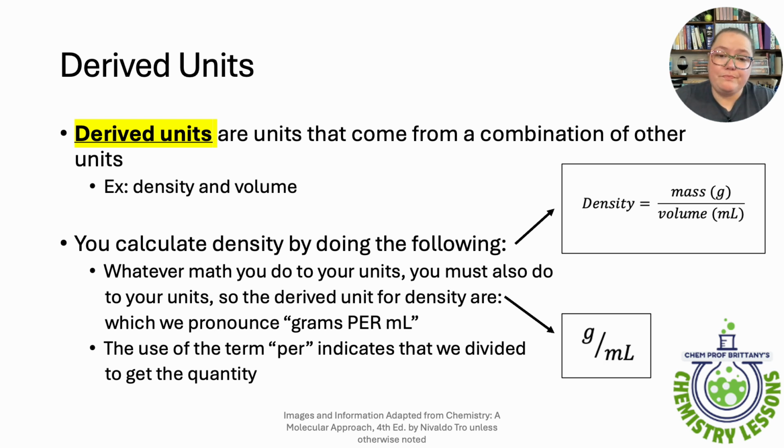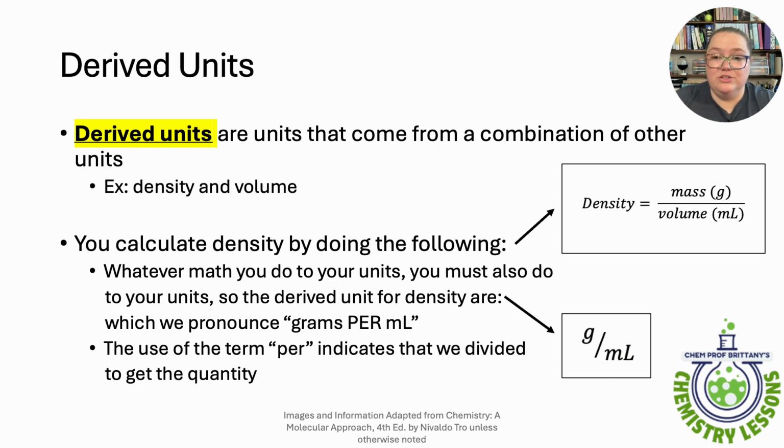So for example, density is related to mass and volume, right? So density is a derived unit because it is derived from the mass and the volume. So we can calculate density by doing this math, and then whatever math we do to our numbers, we also have to do to our units, which is where we get the derived unit. So because it is grams divided by milliliters, our derived unit is grams divided by milliliters, which we say as grams per milliliter. Anytime you see the division, it's per.